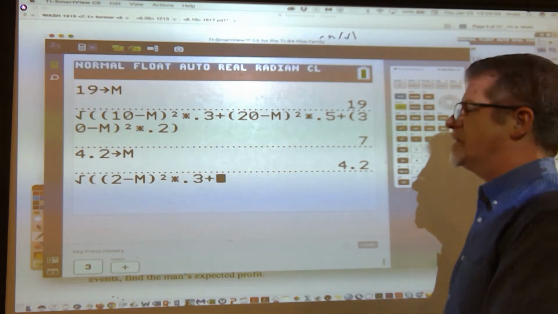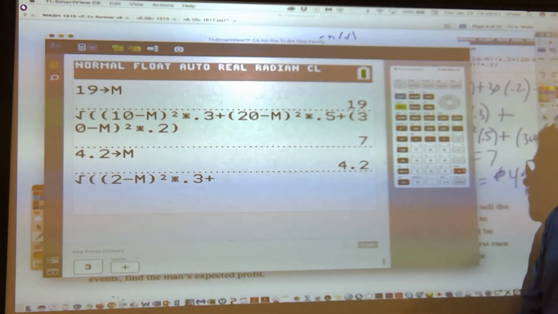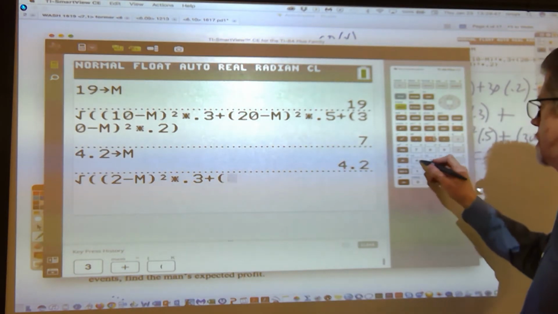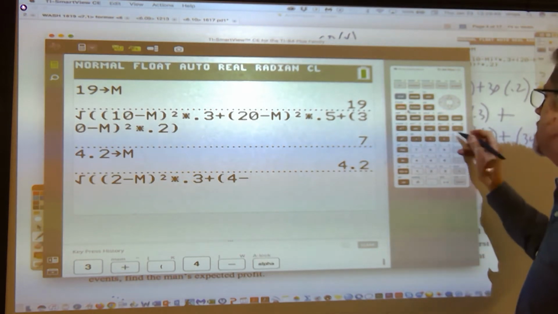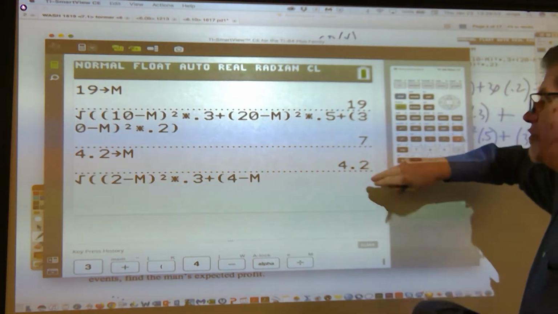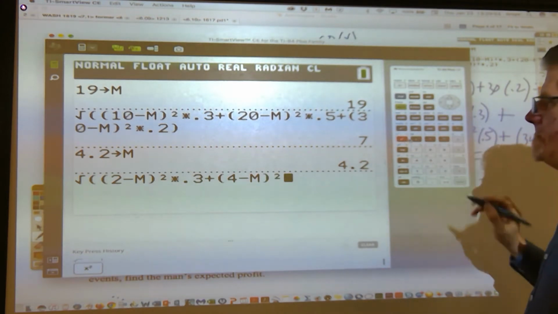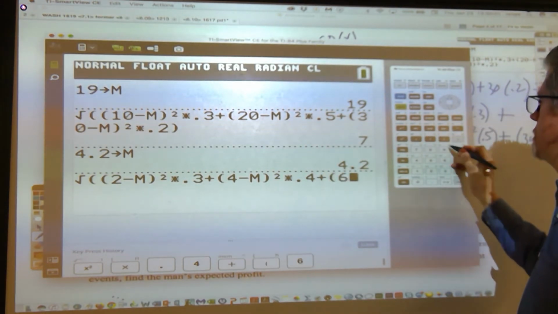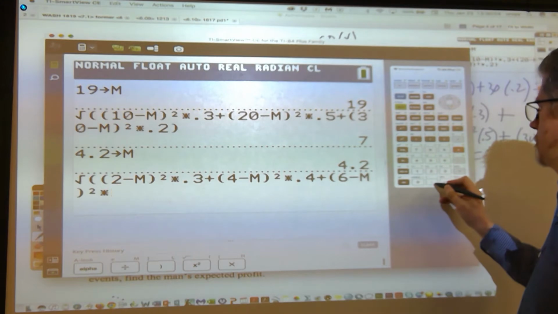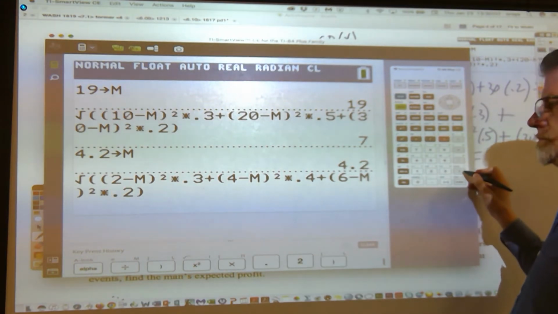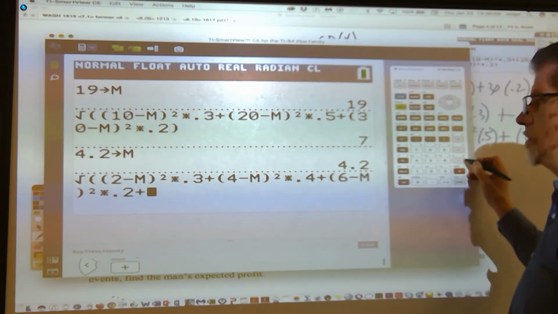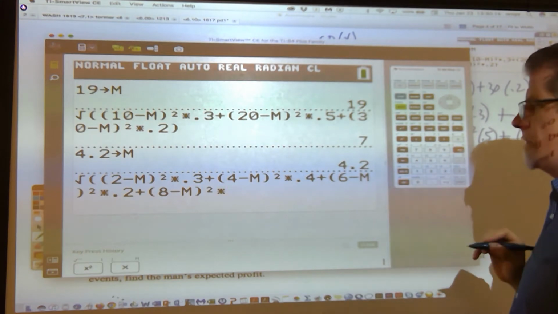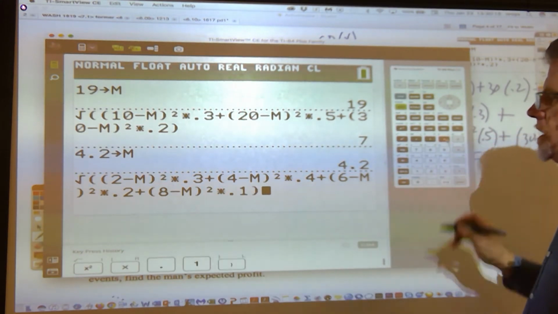Okay, please direct the rest of the calculator keystrokes for me. Katie, do you mind telling me what to type in next? Plus 4 minus 4.2 squared. So instead of 4.2, just say M, because we stored 4.2 in M. Squared times 0.4 plus 6 minus M squared times 0.2 plus 8 minus M squared times 0.1. So close the parentheses.